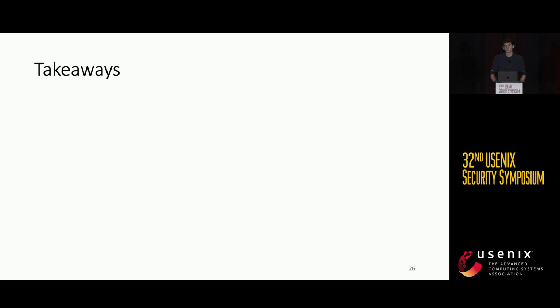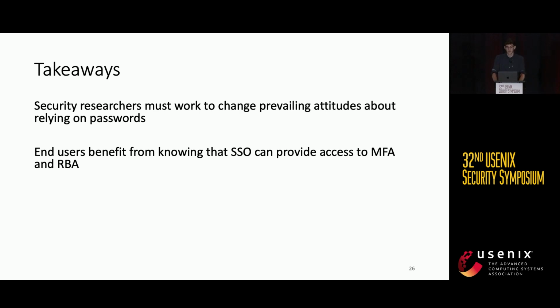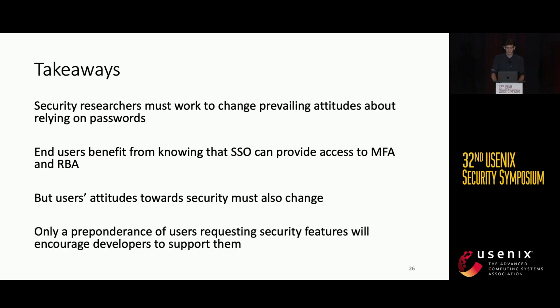So the key takeaways for the security community is that we still must work to change prevailing attitudes about relying on passwords for website administrators and users. And while end users certainly benefit from knowing that SSO can provide MFA and RBA for their accounts, it doesn't end there, because users' attitudes towards security must also change. Only a preponderance of users requesting these types of security features will actually encourage developers to support them.